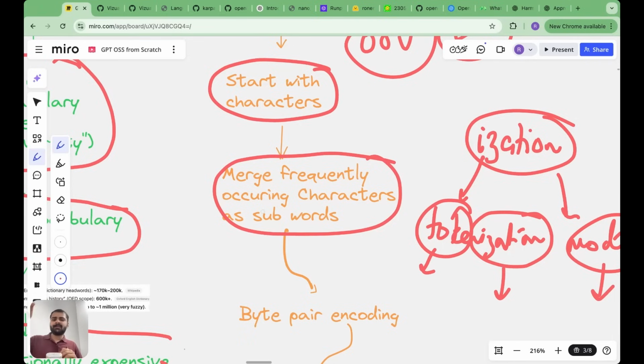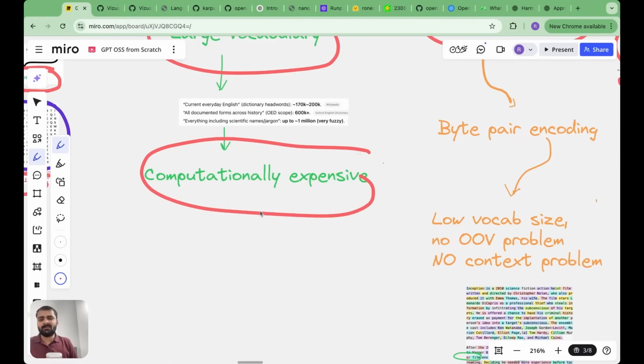So we have characters, we have frequently occurring subwords, and then we have rarely occurring infrequent words. All of these will be in our vocabulary. Since every single word is not a token, our vocabulary size won't be huge. So it solves that computationally expensive issue.